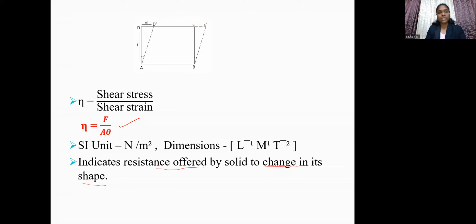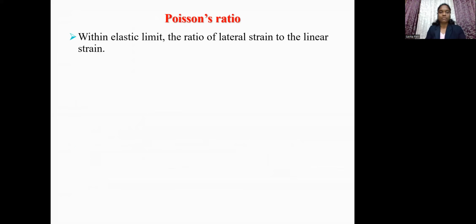Now, let us see the next point, which is Poisson's ratio. Poisson's ratio is defined as, within elastic limit, the ratio of lateral strain to the linear strain. Let us obtain here the expression for Poisson's ratio.